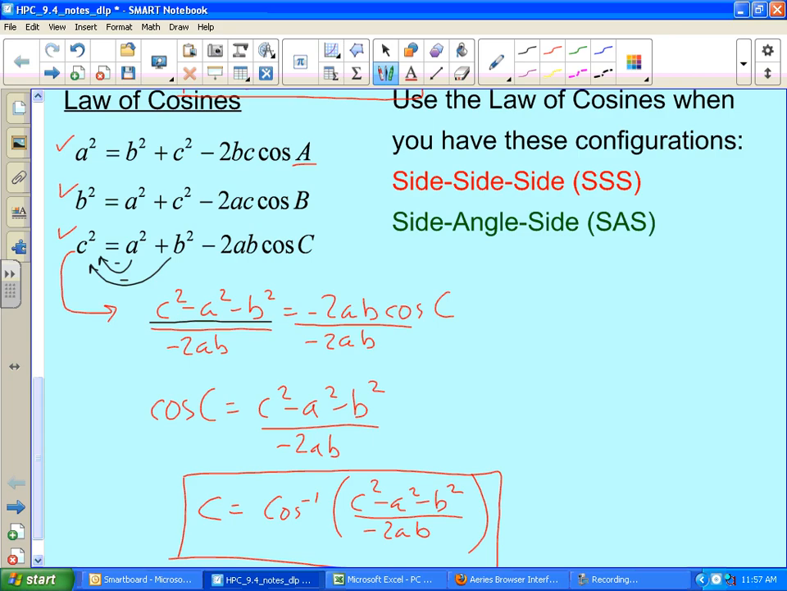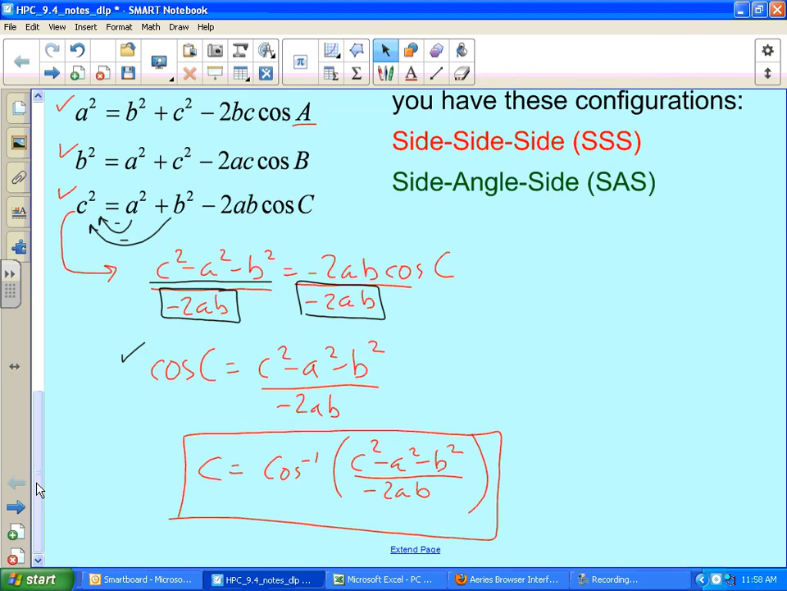And then to get the cosine C by itself, we're dividing by negative 2ab on both sides, allowing us to have just cosine C. And unlike our law of sines, which gave us the possibility of two angles, or two triangles, why won't we have that for this? Because cosine is positive below. Cosines are only positive between 0 and 90 and 270 to 360, and we can't have negative angles for our triangle, so we don't even consider a second angle for cosine.